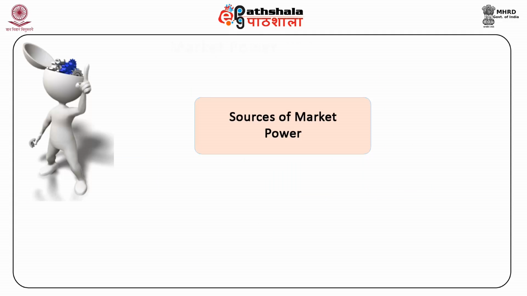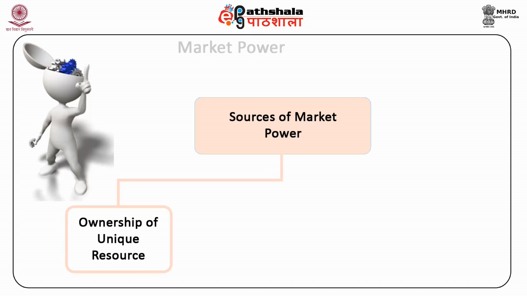Sources of market power. A monopoly exercises market power as it has no competitors. Thus, the key to market power is to preclude competition through high barriers of entry. The different categories of barriers that act as significant sources of market power are: first is ownership of a unique resource. One of the potential barriers to entry is the ownership of a unique resource, for example, a unique mineral deposit, a distinctive patent, etc.